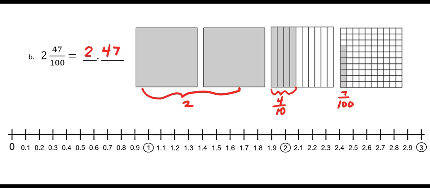Now to find this one on the number line, well, I'm going to be between 2 and 3. So here's two wholes and 3 wholes. And then I'm going to be in between 2 and 4/10 and 2 and 5/10. So here's 2 and 4/10, here's 2 and 5/10. So that point will be somewhere in between those two numbers.